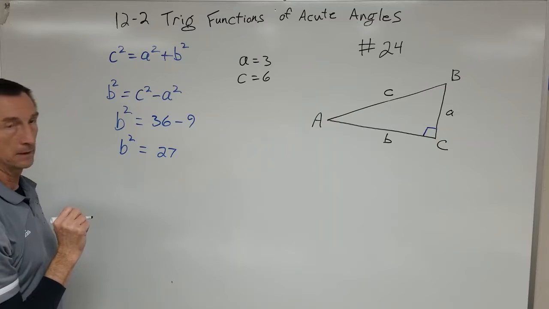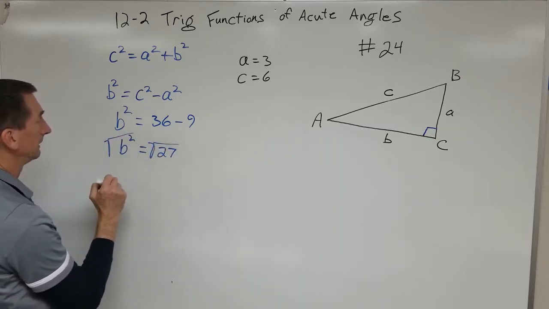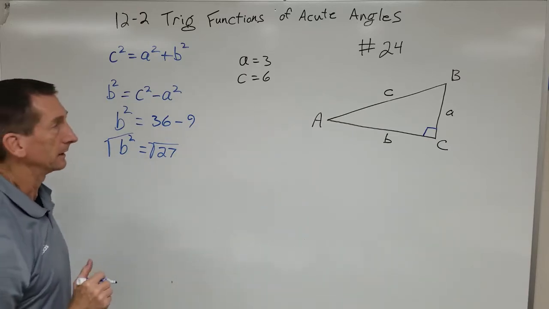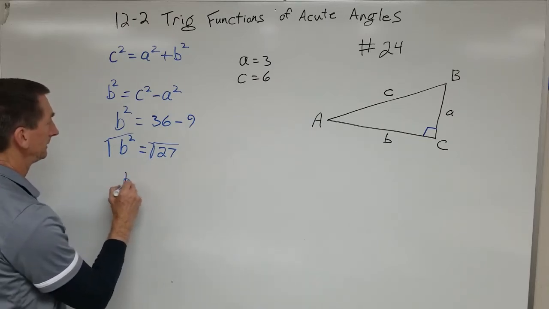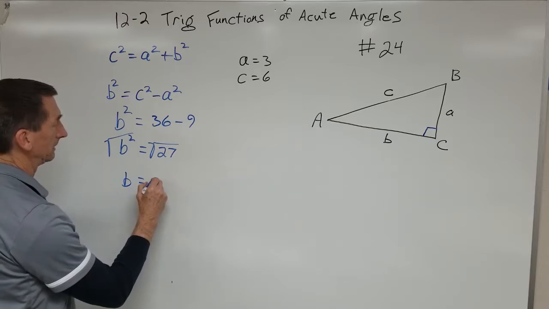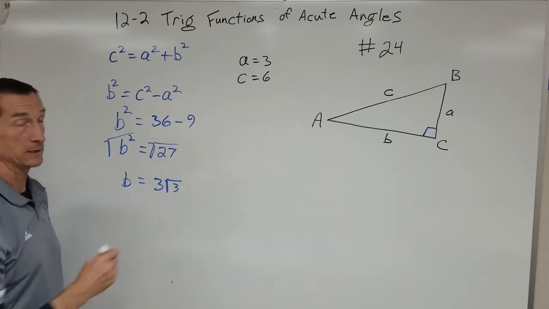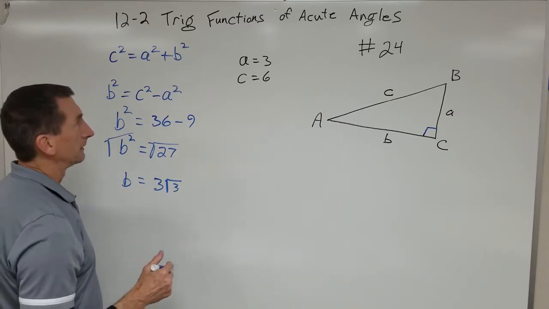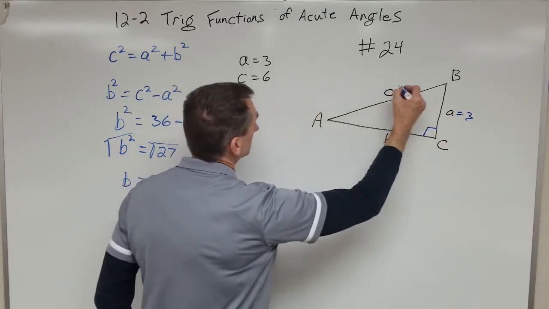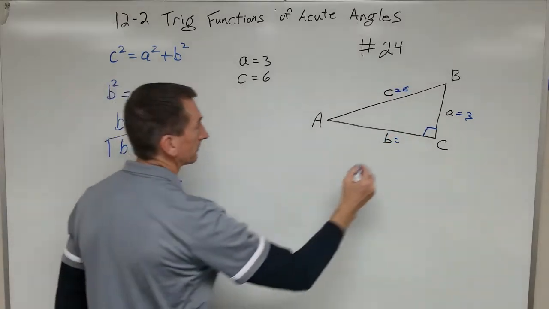27. And then I'm going to take the square root of both sides. And of course, we're working with positive numbers here because you can't have a negative side length for a triangle. So b is equal to the square root of 27, which is 3 square root of 3. Okay, so I've solved for b. So I've got side length A, which is 3, side length C, which is 6, and now I know b, which is 3 square root of 3.